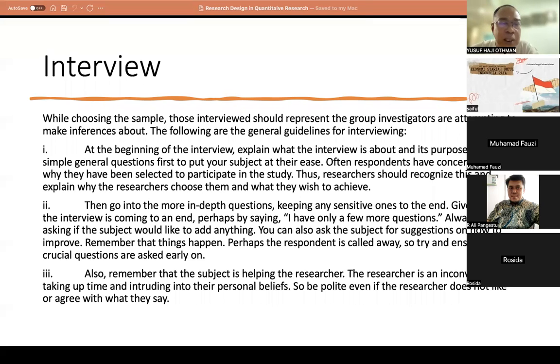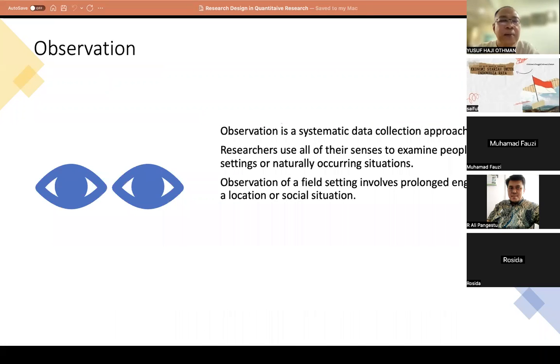Number two, also remember that the respondent is helping the researcher. The researcher is an inconvenience, taking up their time and intruding on their personal life. So be polite, even if the researcher does not like or agree with what they say. Okay, any question on the interview? All right.